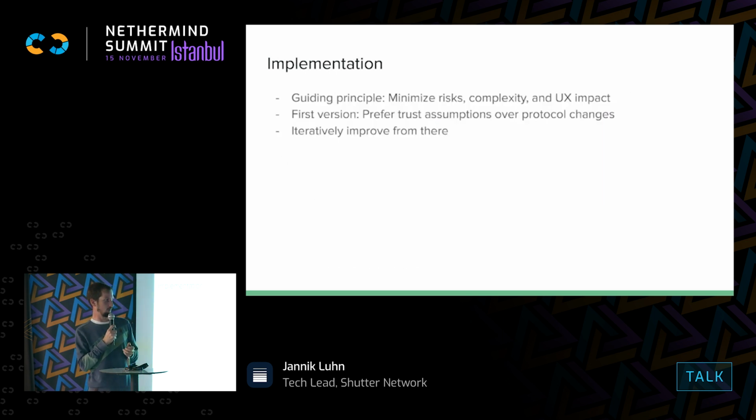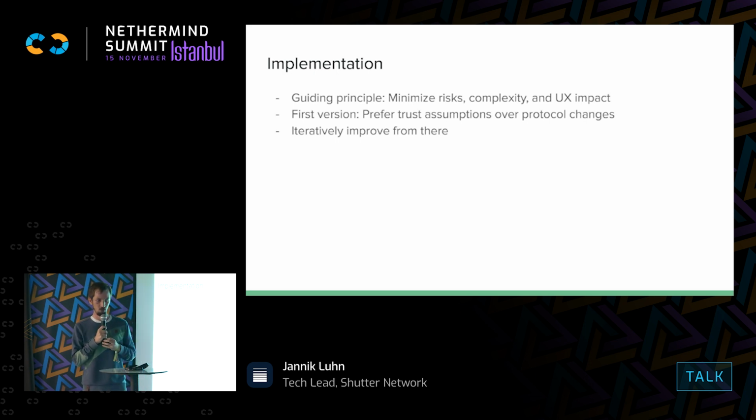All right, that was the theory, how it works in theory. Now the question is, how do we actually implement this in the context of Gnosis Chain? First, the guiding principle that we had when we designed the protocol was to minimize risks, minimize complexity, and also minimize the UX impact. So Gnosis Chain is already live, we don't want to break it, of course, and we want to roll it out as safely as possible, without breaking things that already exist, including the UX flow that users already have.